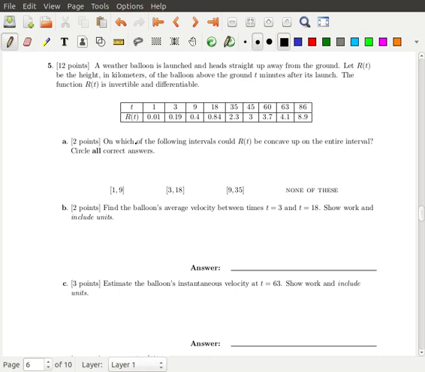Part A. On which of the following intervals could r of t be concave up on the entire interval? Okay, so this function r of t is increasing. We know that. We know it's going up. There's a general trend upwards. But we want to know, like, can it be concave up the whole time, or where can it be concave up?